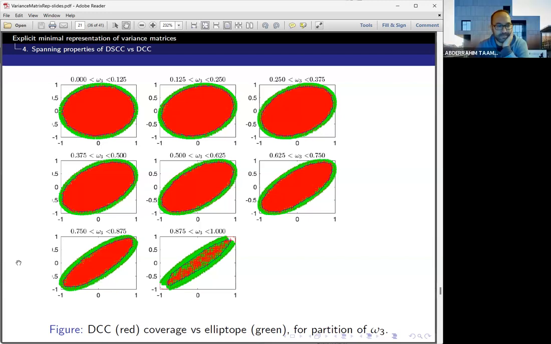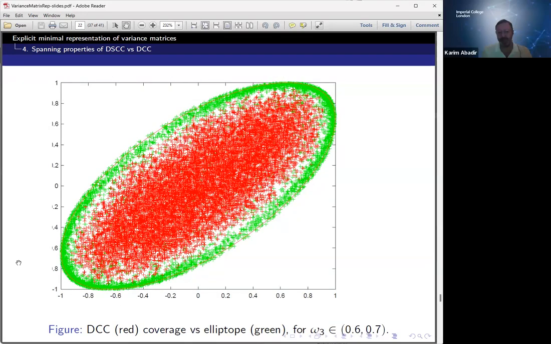And just to give you a more detailed picture of one of the slices, here's one.